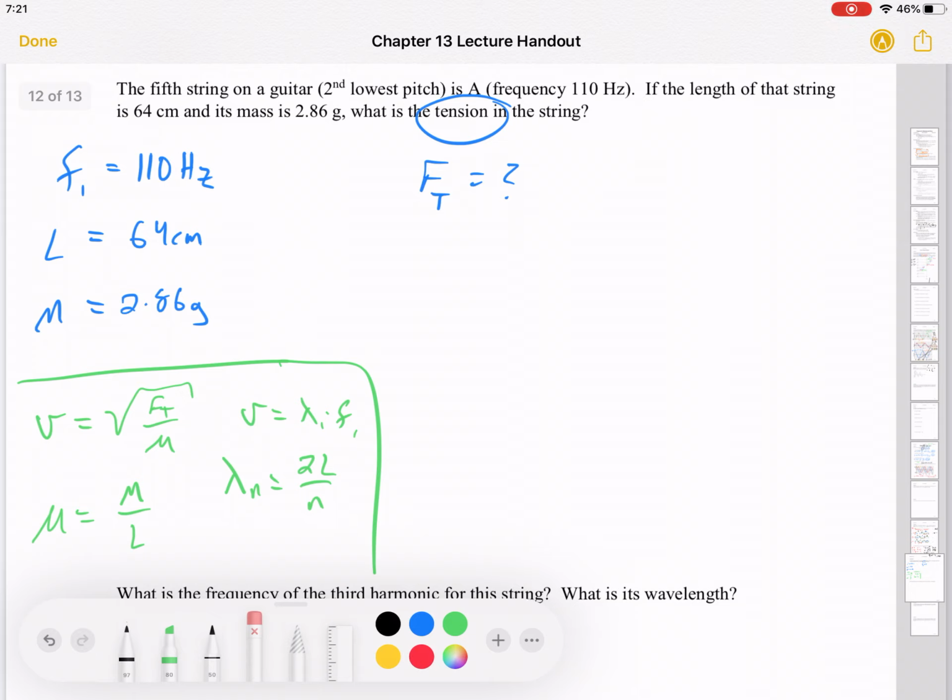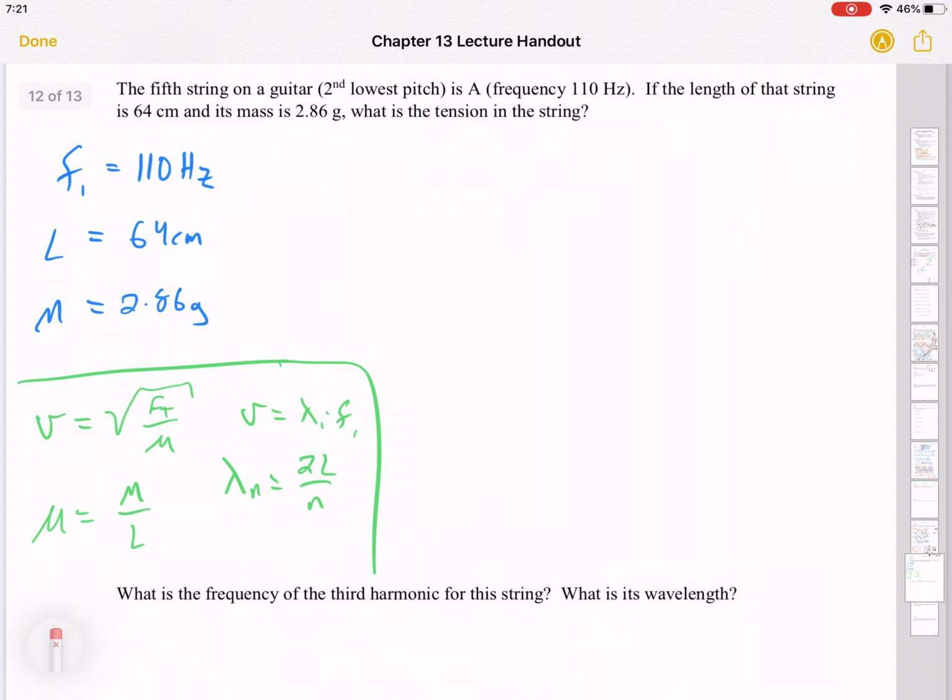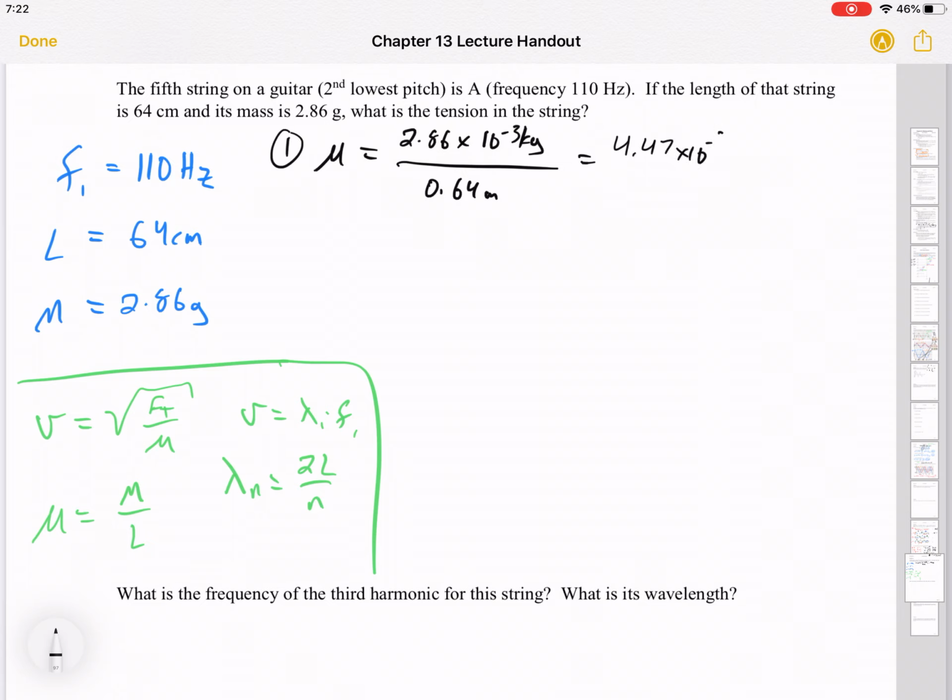So I'm going to erase this to give myself a little more space. So 1, the mass per unit length is 2.86, let's do SI units, divided by 64 centimeters, 0.64 meters, which is 4.47 times 10 to the minus 3 kilograms per meter. So there's my mass per unit length. That's useful.